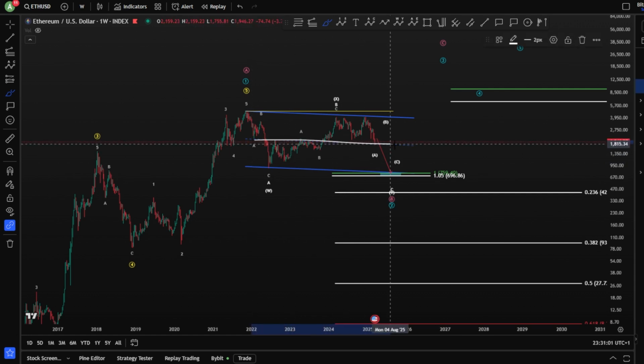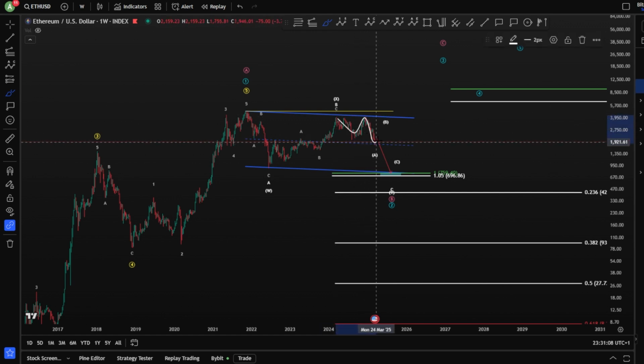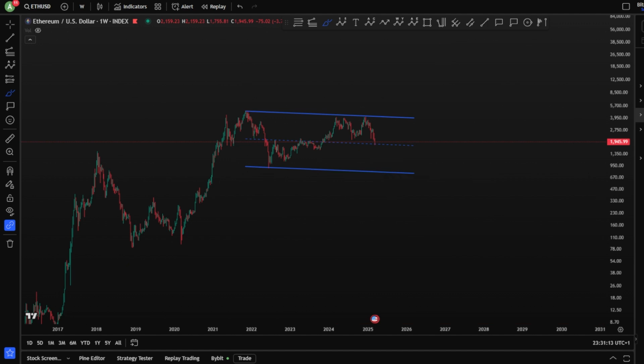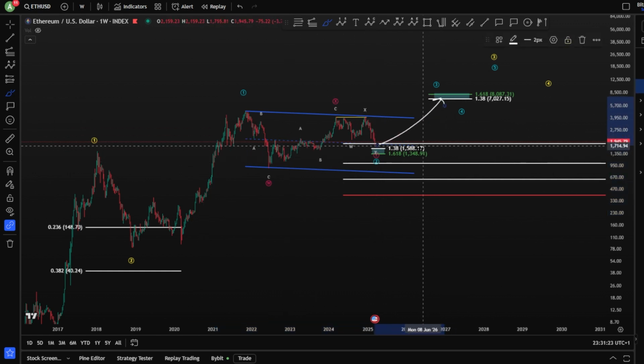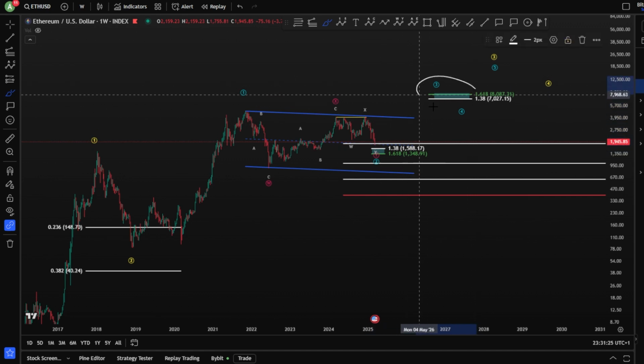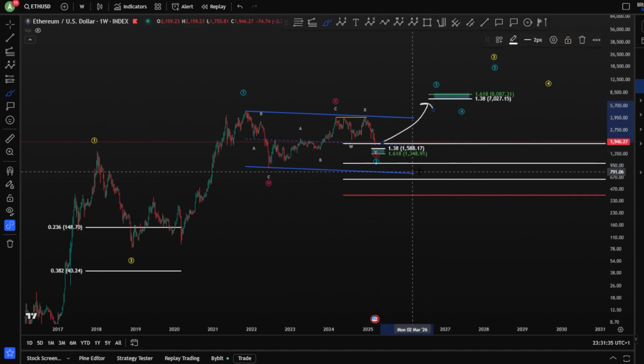As you can see right now, we have stopped exactly on the middle line of this corrective channel, and potentially we finish WXY, and maybe we're moving toward the upside with this scenario that I just mentioned, having a 1-2 as a WXY wave 2, failing to take the low, and then moving higher. In this scenario, your wave 3 is 1.618 at 8,000 or 1.38 at 7,000. Now that sounds like Ethereum, right?